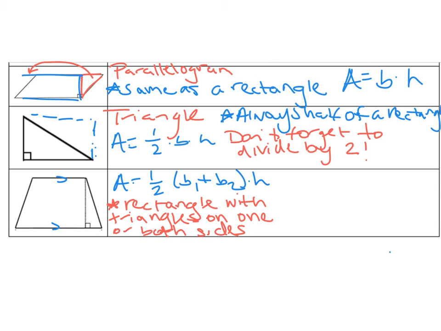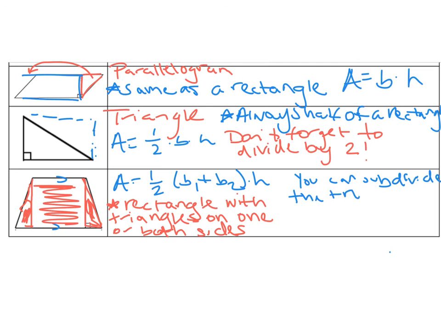Okay, so note, for instance, that this could be considered a triangle, and we can do the same thing on the other side with this triangle. So we could find the area of this one and the area of this one plus our rectangle and add all of that together. Okay, so we can call that subdividing our trapezoid. You can subdivide the trapezoid if you need to, or if you forget the formula.